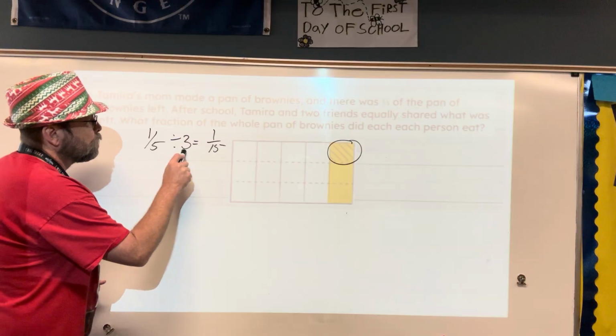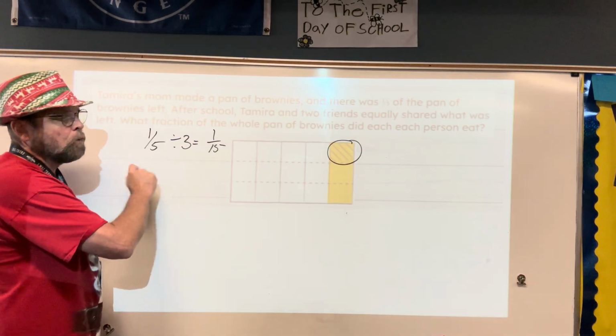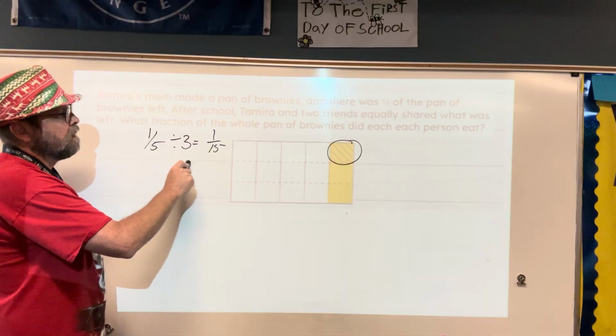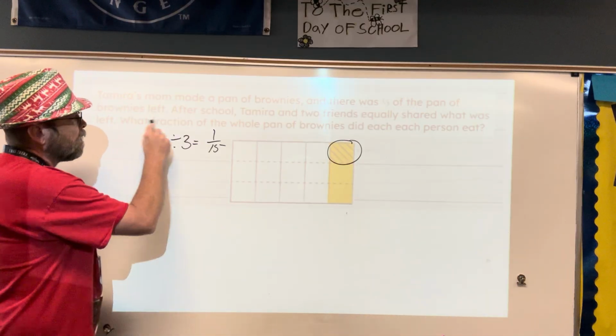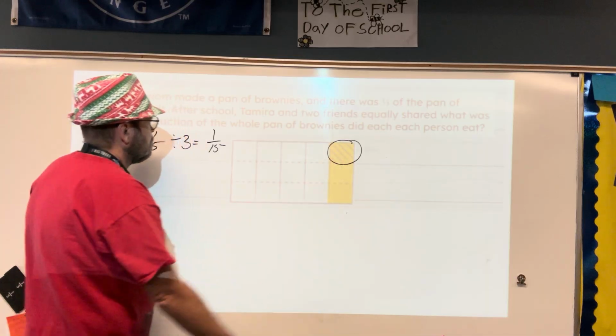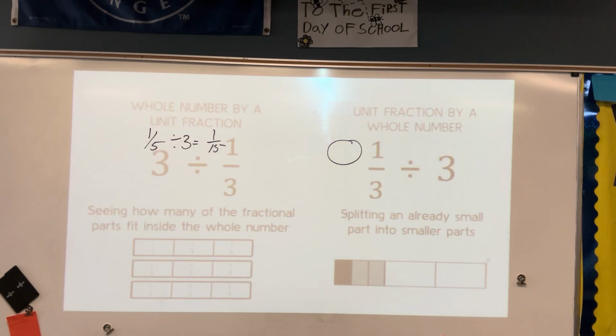Again, 5 times 3 is 15. So without even looking at what I'm going to do, my answer is going to be 1 out of a total of 15. But since I'm breaking up the fraction part, my answer is going to be a unit fraction. Broke up the unit fraction, my answer is going to be a unit fraction.